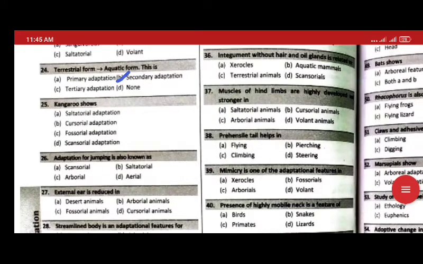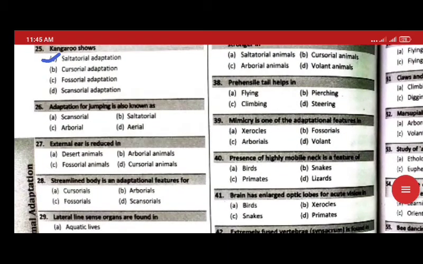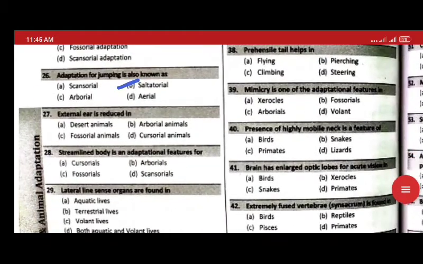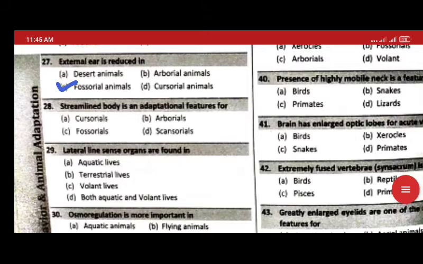Now kangaroo shows saltatorial adaptation because of jumping. So jumping is called saltatorial. Now adaptation for jumping is also known as saltatorial, B. Now external ear is reducing. So external ear is reducing, fossorial, because not needed. Now 28, now streamline is an adaptation feature for... So it is adaptation feature for streamlined body. So if you have a streamlined body, then you should have what? You should have cursorial, for running type of.